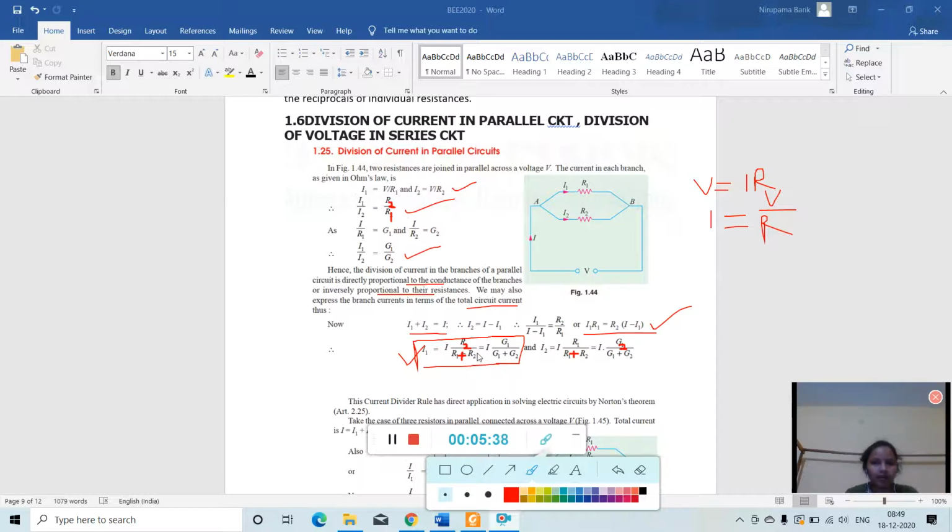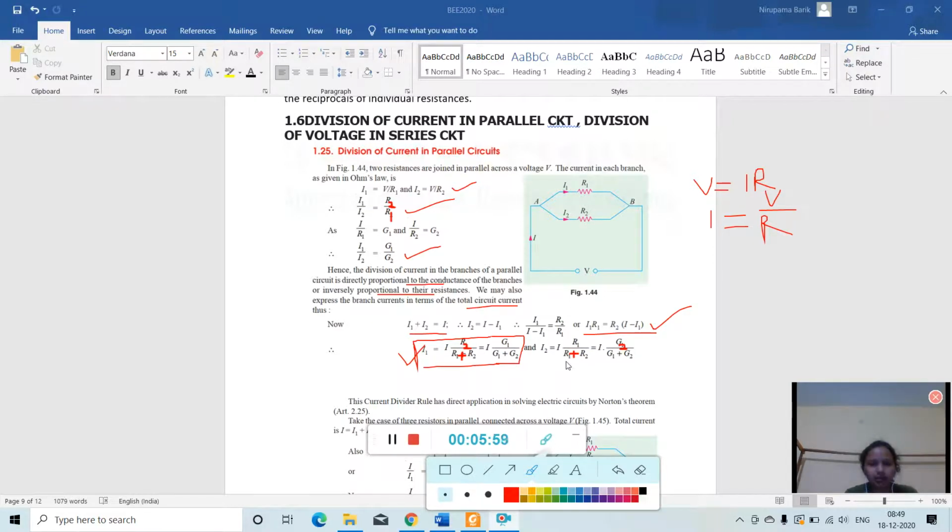And I1 in terms of conductance is I into G1 by G1 plus G2. Then again we can find in the same way that I2 is equal to total current into, I2 means current through resistance R2, so total current into opposite resistance. So its opposite resistance is R1.